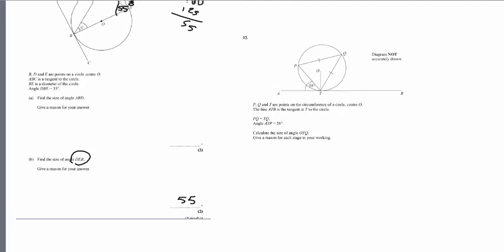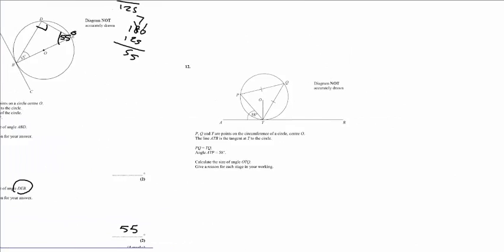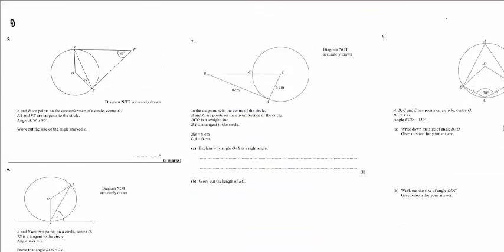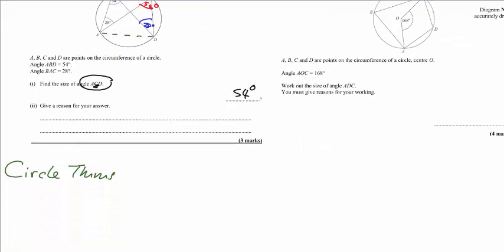Let's see if we know any others. There's no diameter there. Alright, so that's that one. That's the second rule done. Oh yeah, ACD. What was that one? 54 as well. So yeah, that's fine.